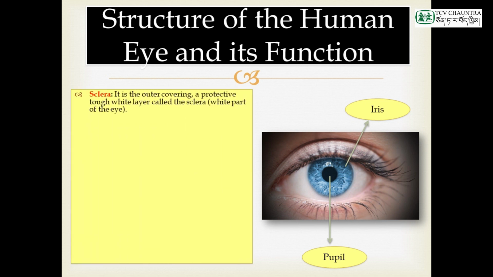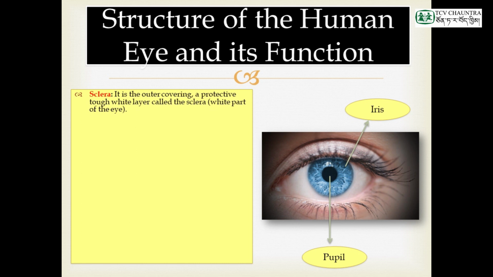In the structure of the human eye, we have a structure called sclera. S is silent, so sclera. This is the outer covering and the protective tough white layer called sclera. That is nothing but the white color of the eye. Whenever we look at someone's eyes, we see that white color. That white color we call sclera. It acts as a protective tough layer.